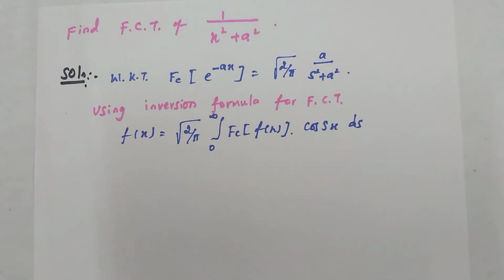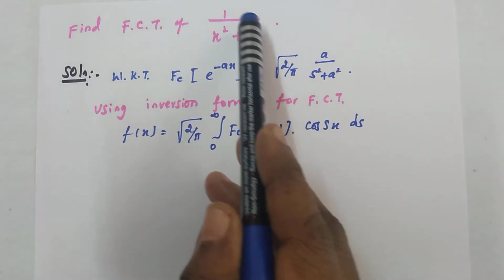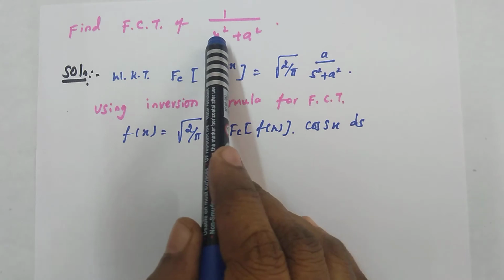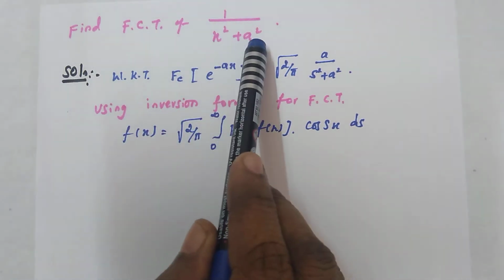Today we are going to see a problem under Fourier cosine transform. Look at the question. Find Fourier cosine transform of 1 by x square plus a square. So this is what the question. So we are going to find the Fourier cosine transform for 1 by x square plus a square.